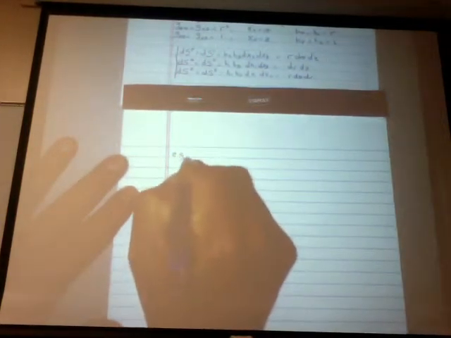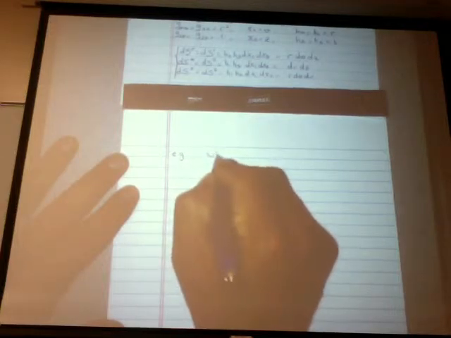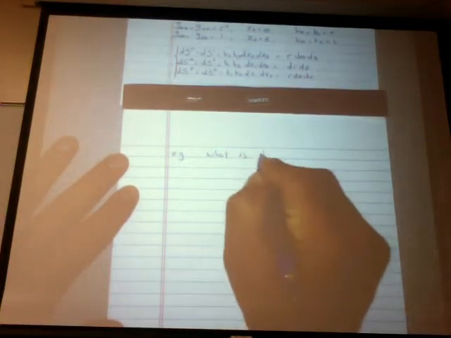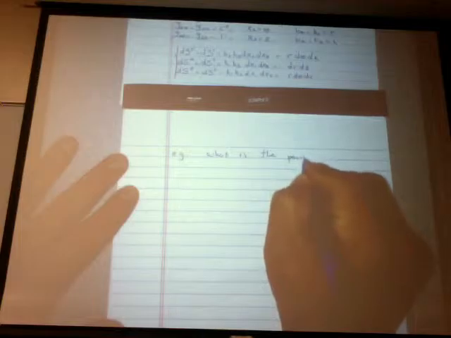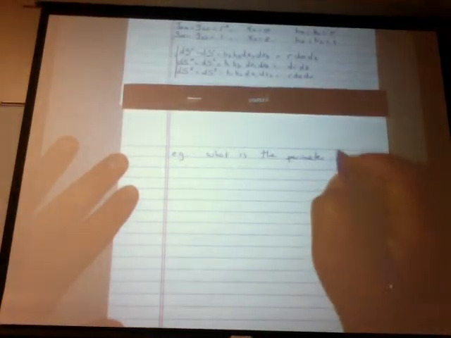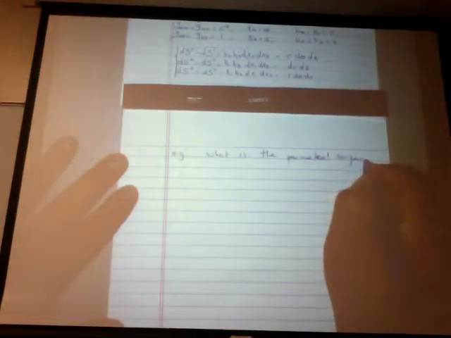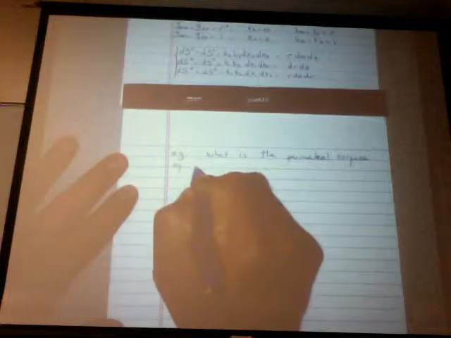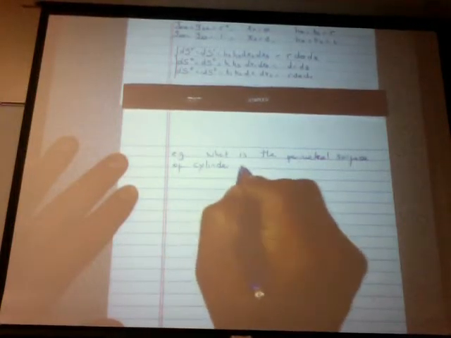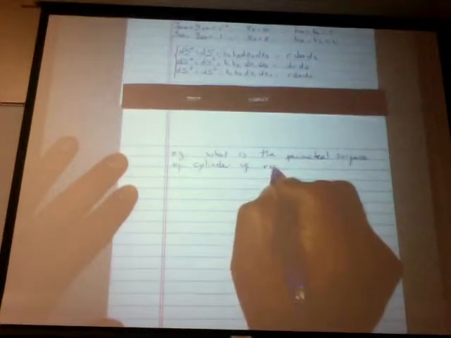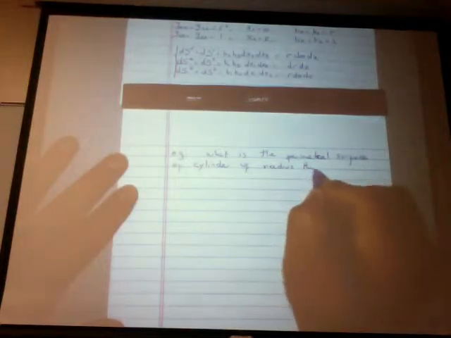Like, for instance, what is the perimeter, or the perimetral surface, of a cylinder of radius r and height h?